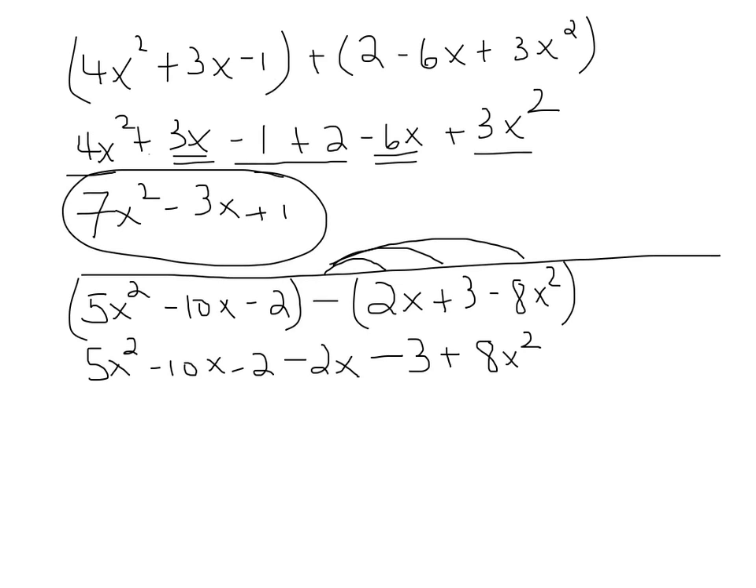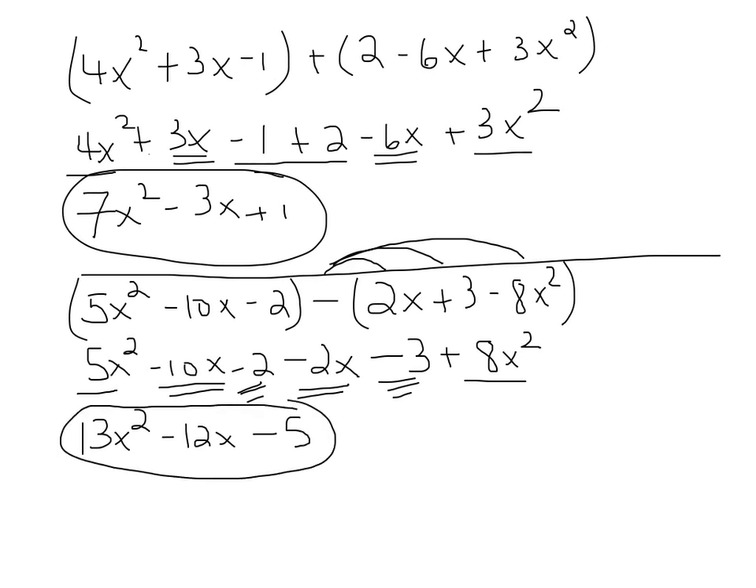And now it's back to the previous example where all we're doing is combining like terms. 5x squared plus 8x squared is 13x squared. Negative 10x minus 2x is negative 12x. And negative 2 minus 3 is negative 5. And remember, use your calculator if you need help dealing with the coefficients. But that's really all this section is about. Should be pretty easy for you.